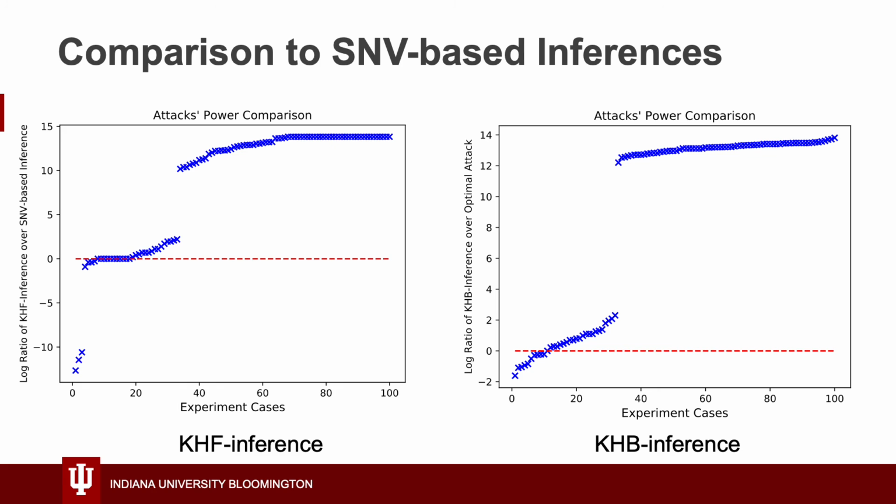When the victim's genome is available, we compare our methods to the ISMB-based membership inference by comparing the power in each haploblock. Here we show the log ratio of our method over ISMB-based membership inference. So any case with a value larger than 0 means our method is better. In practice, for KHF inference, we outperformed on 82 out of 100 experiment cases. For KHB inference, we outperformed on 89 out of 100 experiment cases.